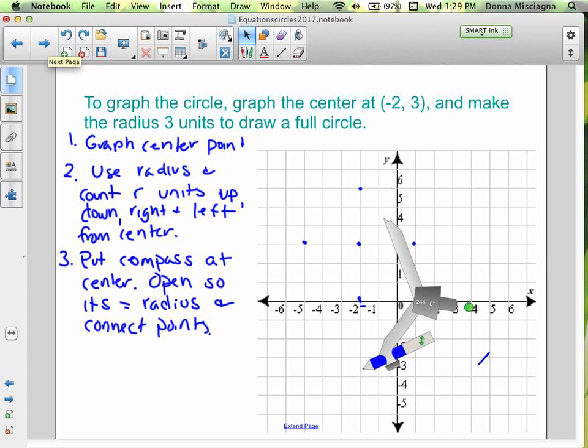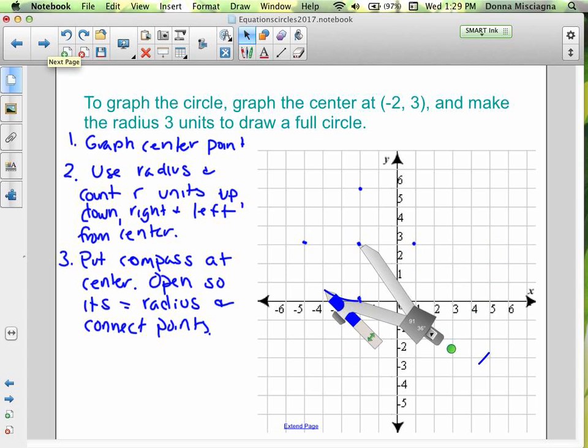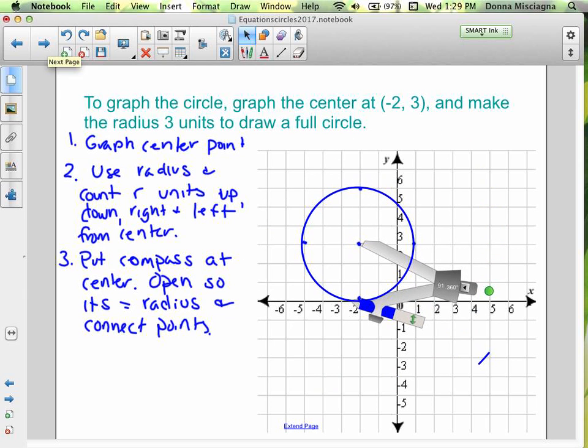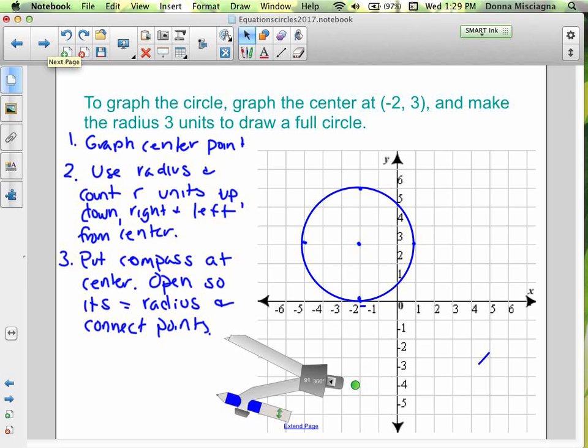and you're going to put it on the center point, and you're going to open it so it's the same width as the radius. And that looks reasonably good. And then you're just going to connect the points from the circle. And there we go. And that's all there is to graphing a circle. So they're super easy. We're going to do a few more examples.